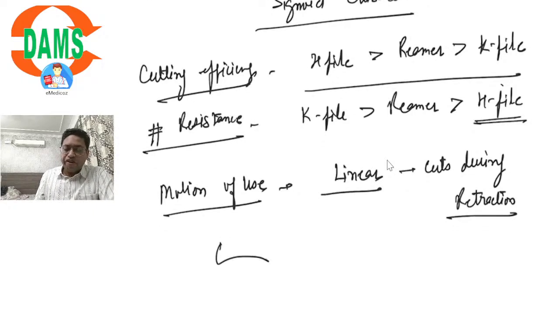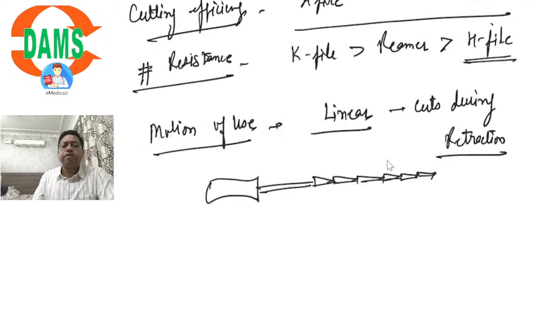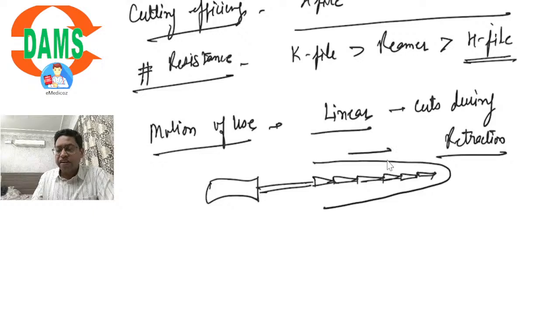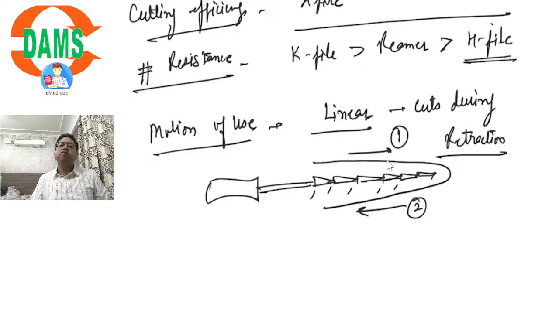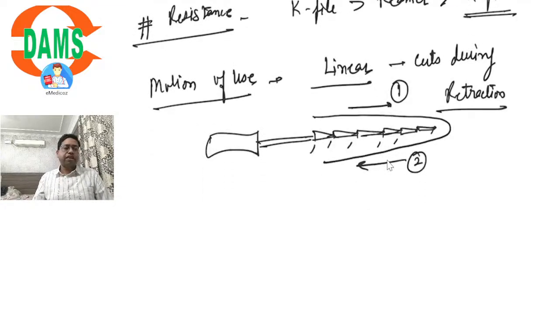You can look at the geometry again of the H file, which looks like a stack of cones. So when it is inserted inside the root canal, first motion is insertion, second motion is retraction. And because of these sharp edges at the cone, it cuts the dentine during the retraction from the root canal, but the motion is always linear. Insertion, retraction. Okay. It cuts during retraction.